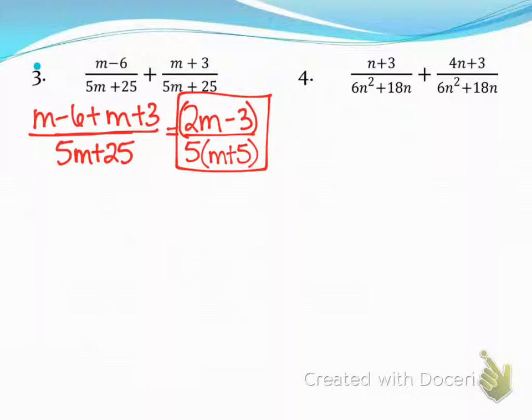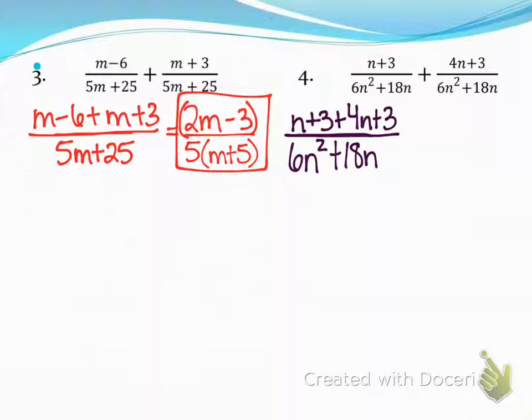All right, moving on to number 4. Let's just leave our denominator alone for right now. We know that we've got a common denominator. So for now, we'll keep it, but we'll think that probably on our next step, we'll want to factor it. In my numerator right now, what's happening? What operation are they wanting us to do? Addition. So I'm adding these two numerators. N plus 3 plus 4n plus 3.